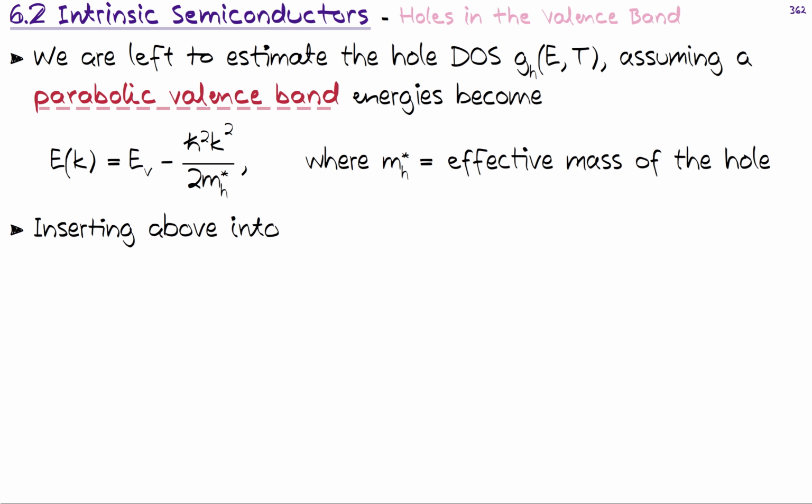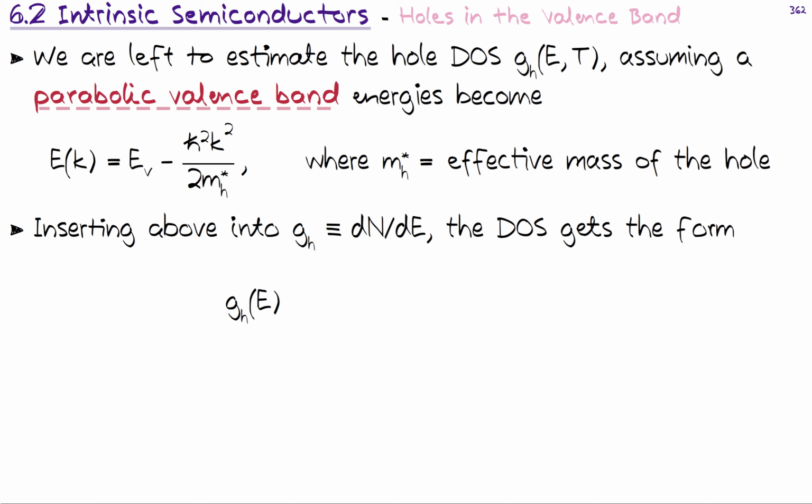And now we can insert this into our equation and calculate the density of states. As before, the density of states is defined as the derivative of a function of n with respect to the energy. I don't do the calculation here, but essentially the density of states of holes gets a very similar form as before for the electrons in the conduction band. So this is of the form V over 2 pi squared.